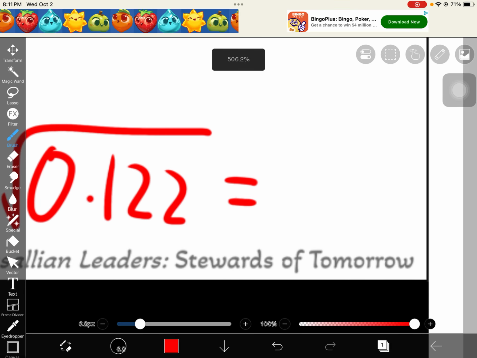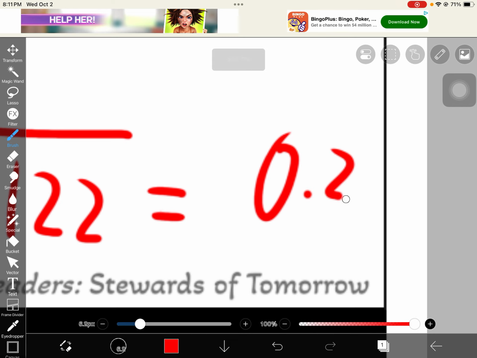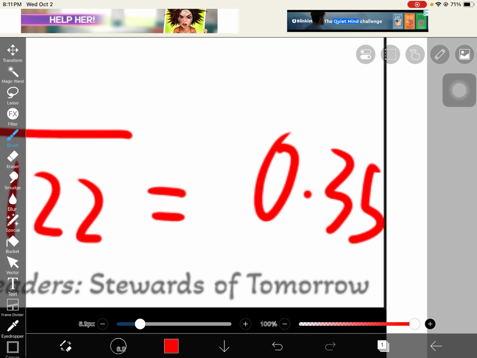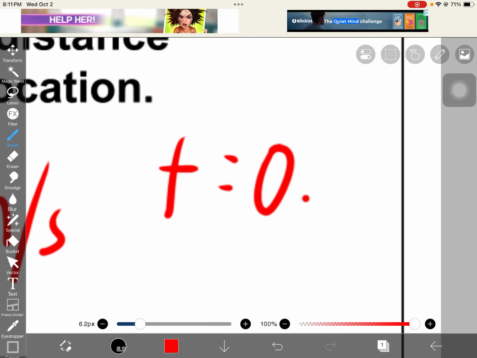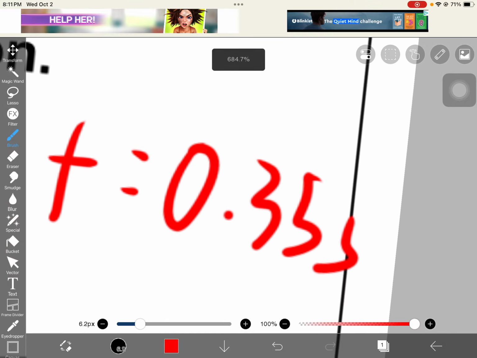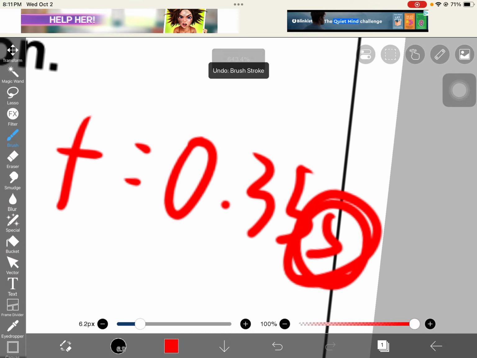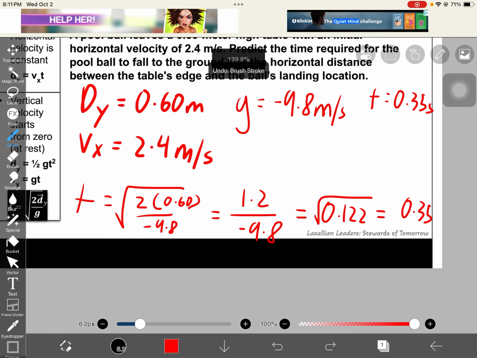That gives us 0.35. Again, I just rounded this off, but that's what we got, 0.35. So that's the time, 0.35 seconds. Unless stated otherwise, it's always going to be in seconds, as that's the default.